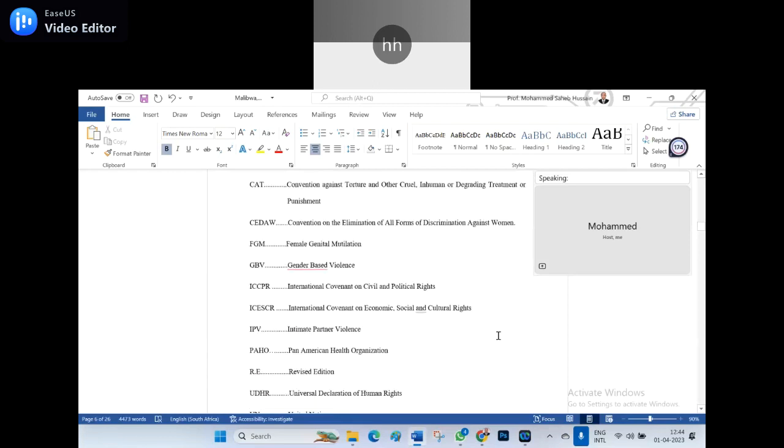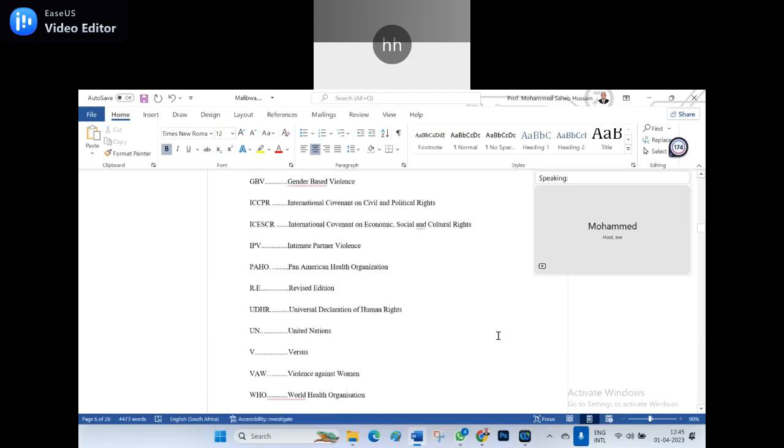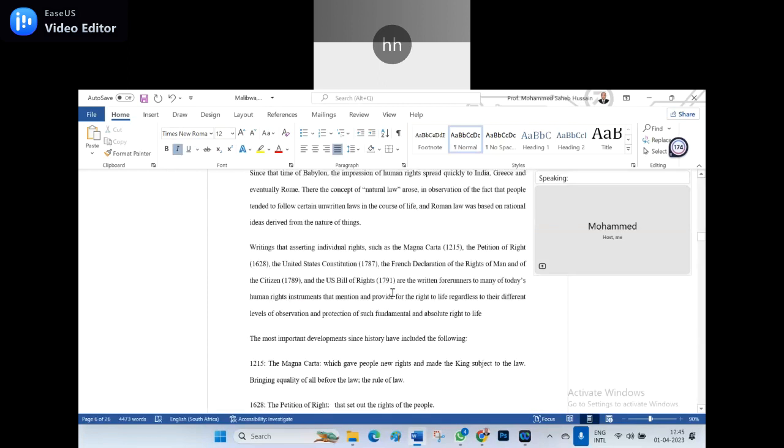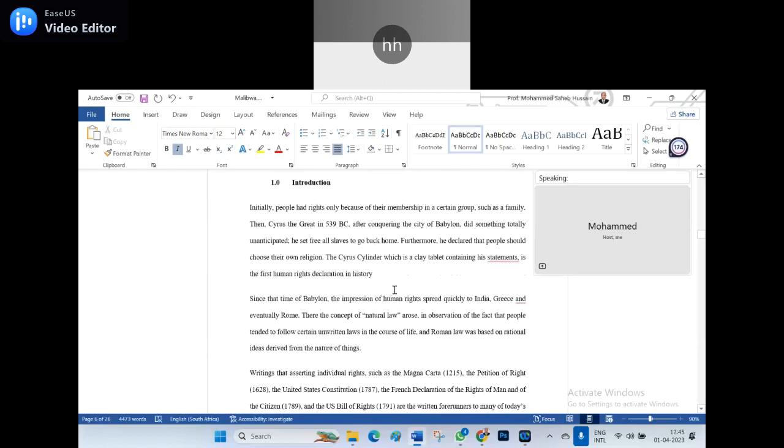Okay, gender-based violence, good, no problem. Rev., revised edition, don't keep the full stop. You can remove it, but in the old style they put the full stop. And we use a small v for versus, and you keep it in italics because v and versus are italic, since it is Latin terminology. Versus is also Latin terminology, put it in italics. So that is the way you have to make it out.